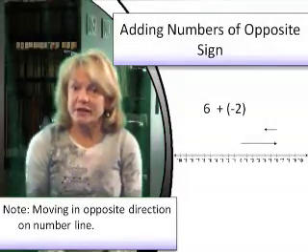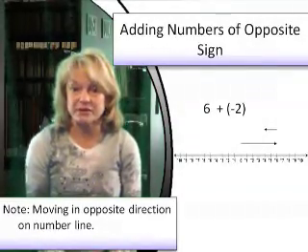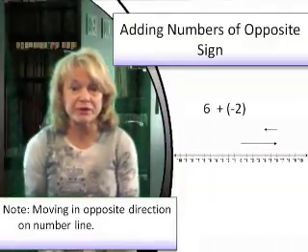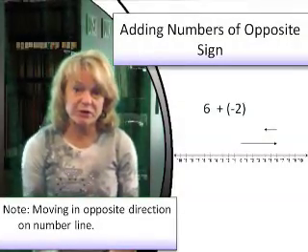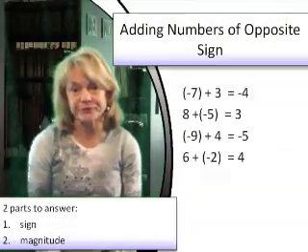6 is larger in magnitude and it's positive, so the result will be positive. Again, pretend both numbers are positive and then subtract for the magnitude. 6 minus 2 is 4, your result is a +4.